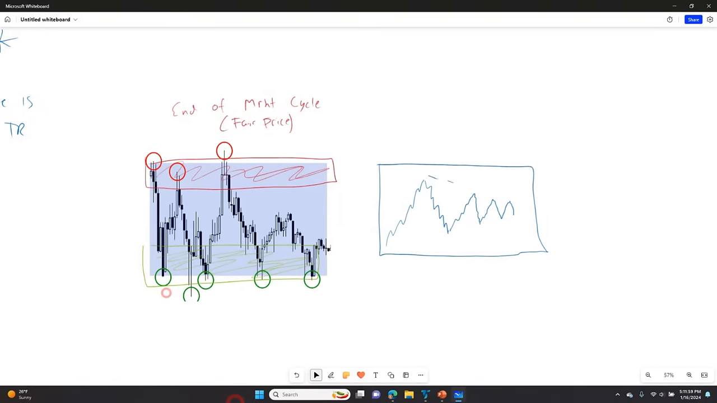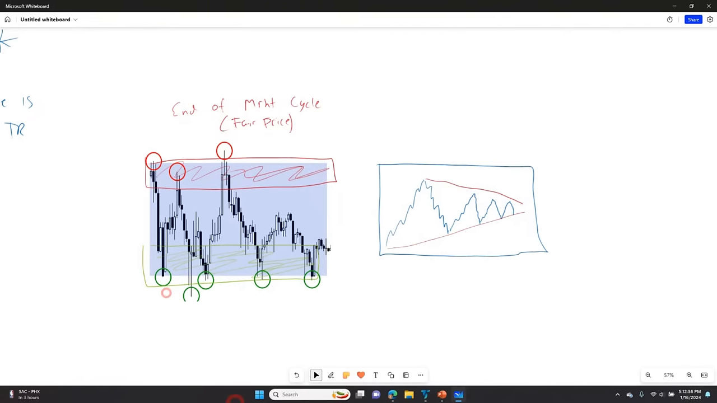And who can tell me what this pattern is right here? Who can tell me what it is and why it occurs? I'm going to wait for about 20 seconds to see an answer. Exactly. It's a triangle.